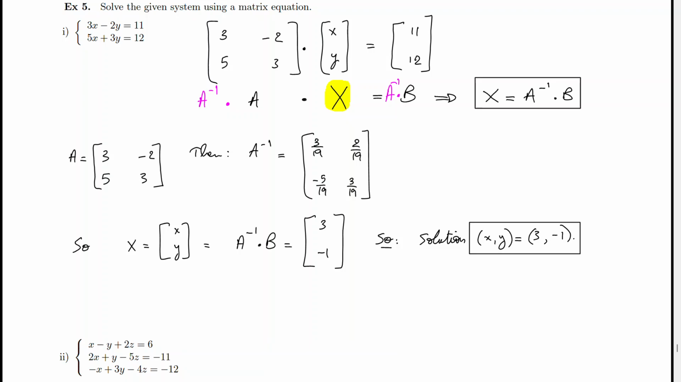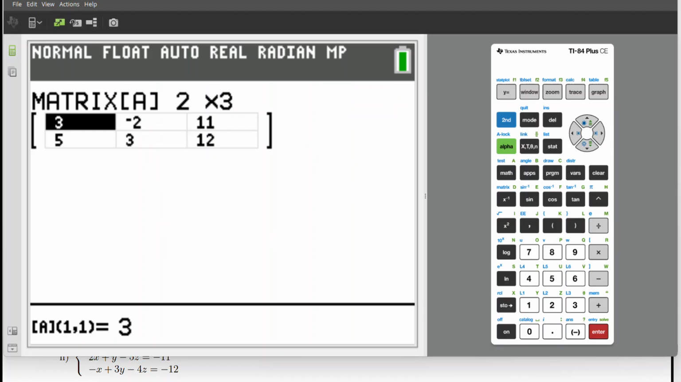So if I want to do this problem again using the previous section's information, I will have to just put 3, negative 2, 11, then 5, 3, 12 into my calculator as an augmented matrix, then just ask for the RREF. So let's do that next.